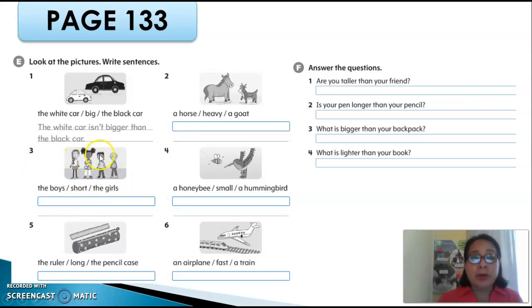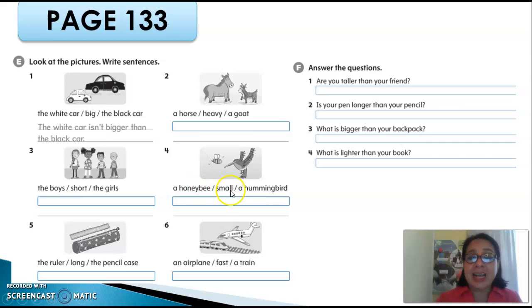Number 3, the boys, short, the girls. Yes, so I see the boys, I see short, and the girls. So yes, this is a positive sentence too. And remember to write the capital letter of The. The boys are shorter than the girls. Okay, you got it? That's what you are going to do.